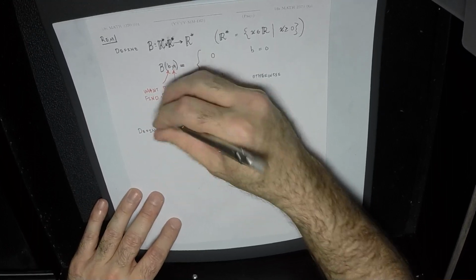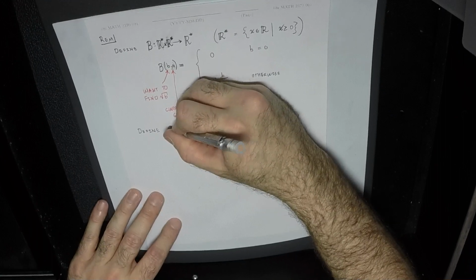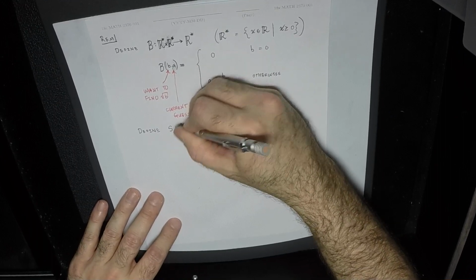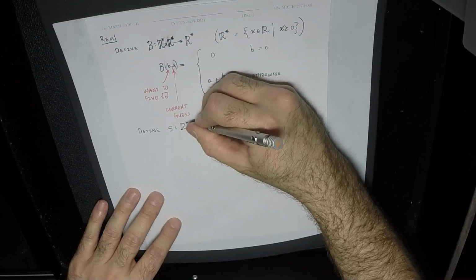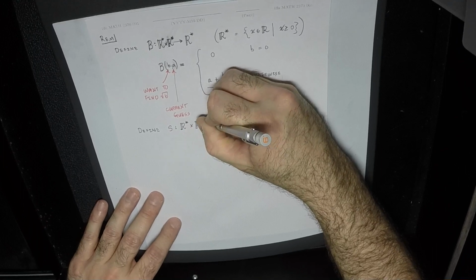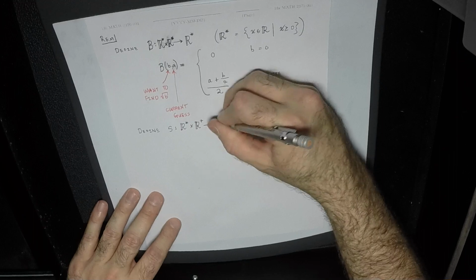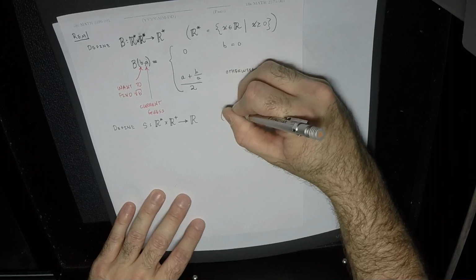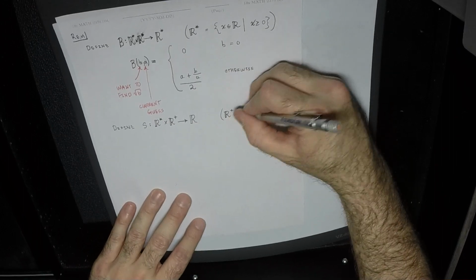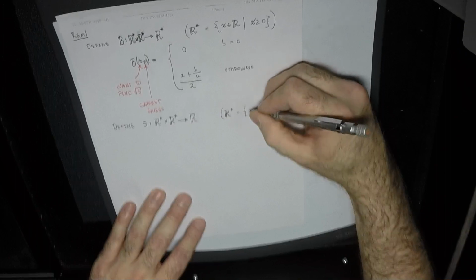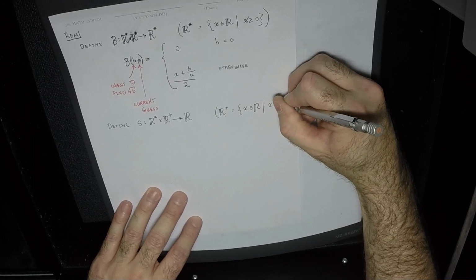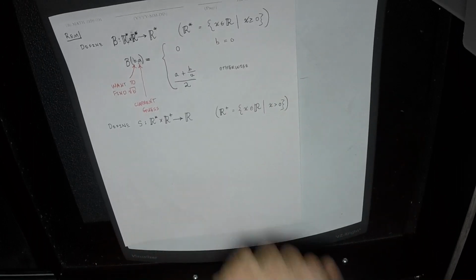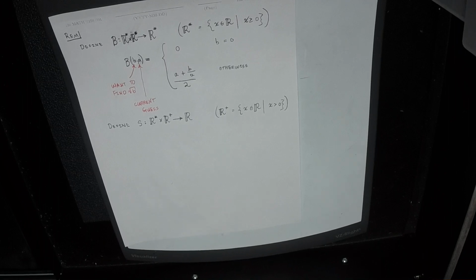Let's define S from R star cross R plus to R. And in this instance, what I mean by R plus is that this is the subset of the reals where these things are positive. So in this notation, R star permits 0, but R positive does not permit 0.